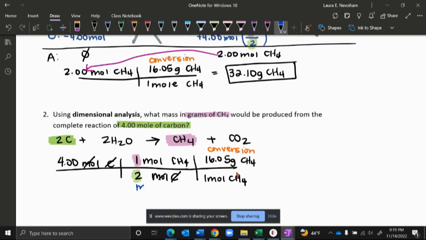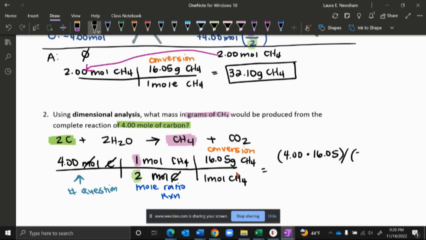This is our mole ratio from our reaction. And this right here is the number from the question. So when we solve, we're going to take 4 times 16.05 and divide it by 2. Again, it's going to be 4 times 16.05 divided by 2, and your answer should again be 32.10 grams of methane. This was the first example on dimensional analysis versus BCA. Watch the next video, choosing a different question.